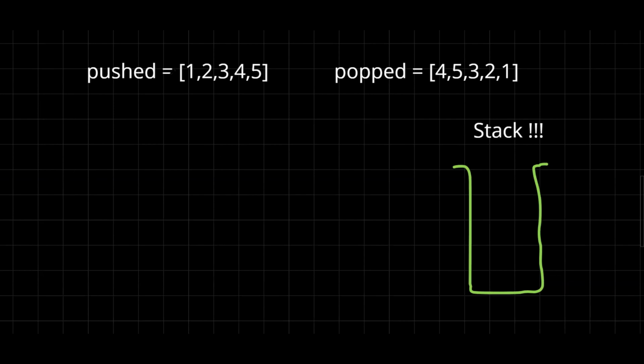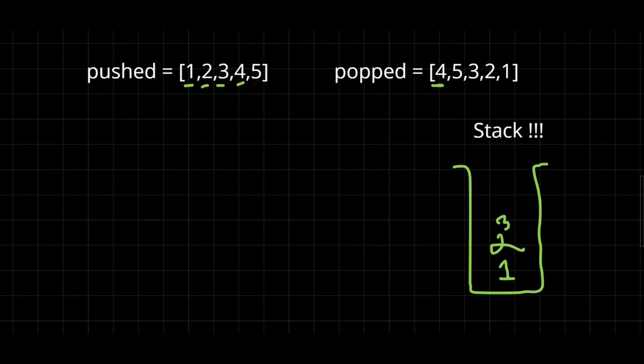Here in the pushed array, we have 5 elements, which are 1, 2, 3, 4, and 5. So at first we have to push element 1 in the stack. Then we can push element 2 in the stack. Then we can push element 3 in the stack. Then we can push element 4 in the stack. Now here in the popped array, the first element is 4. That means we can pop the element 4 at first. So here we have to remove this element 4 from the top of the stack. Now we have to erase this element 4.